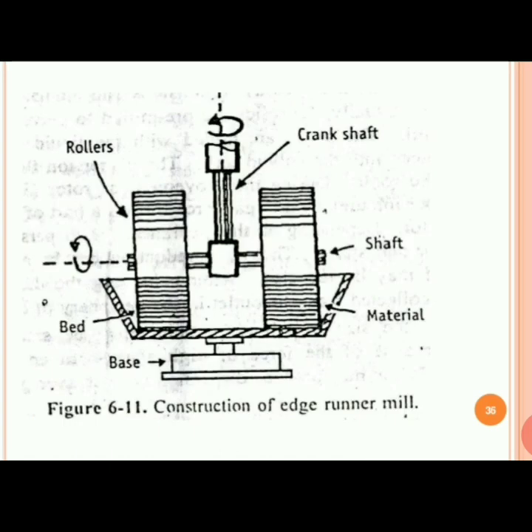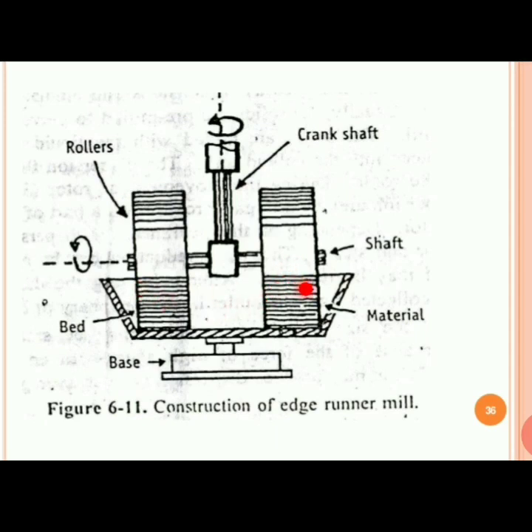Then the next point is working. Here the material is placed in this casing. Then the mill is started. The rollers or the stones are rotated on their longitudinal axis. One scraper is attached to these stones for removing material attached to the wall of the casing. When the stones are rotated, the outer side of the stones has to travel a greater distance than the inner, so size reduction is achieved by shearing as well as crushing.